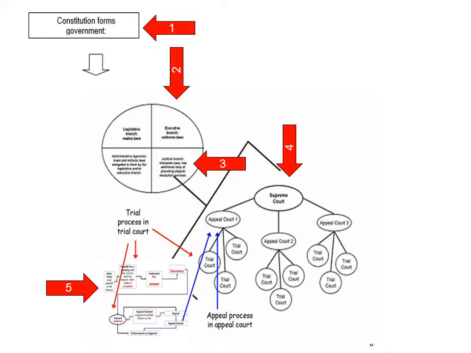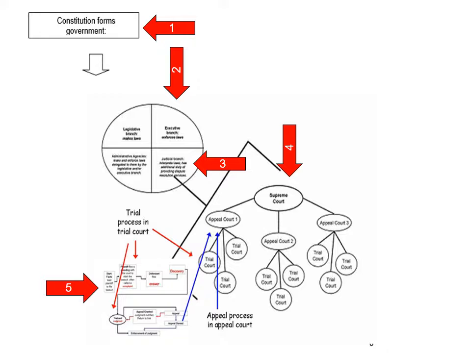What you're looking at here is how a constitution forms a government. And then we're going to look a little more carefully at how that government is formed by the Constitution. We start with the Constitution at number 1. At number 2, we see how the Constitution has divided the government up into 3 branches plus the administrative agencies.